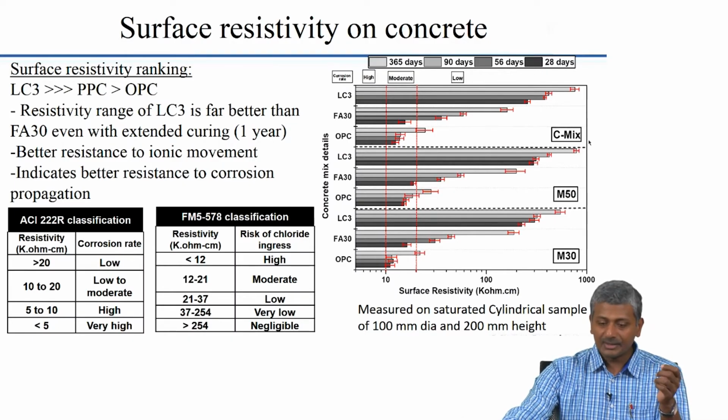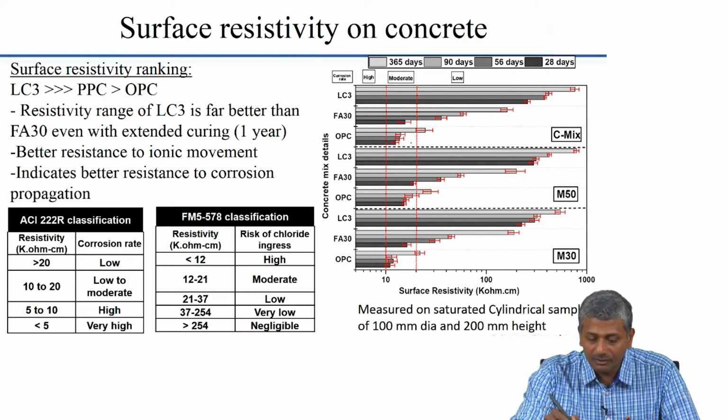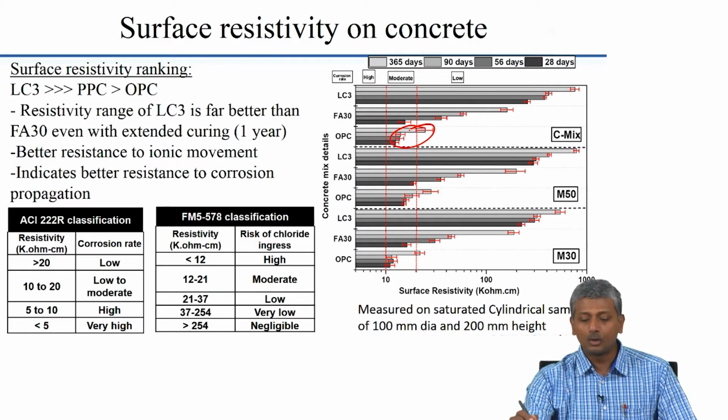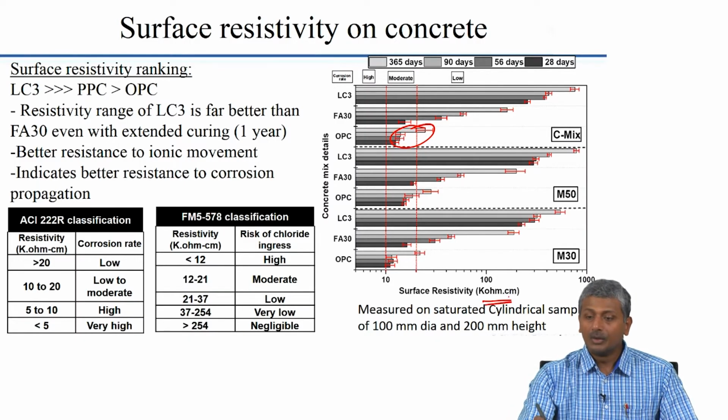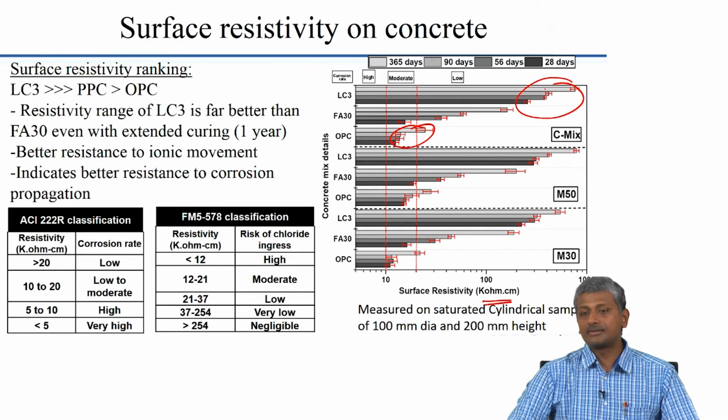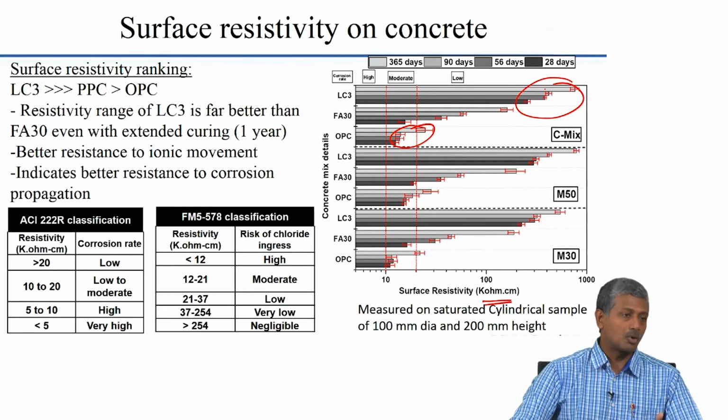Now, in this case, the comparison is totally different. With OPC, your resistivities are more in the range of 10 to 20 kilo ohm centimeter, okay? Whereas with LC3 concretes, you are in the range of several hundreds kilo ohm centimeter.